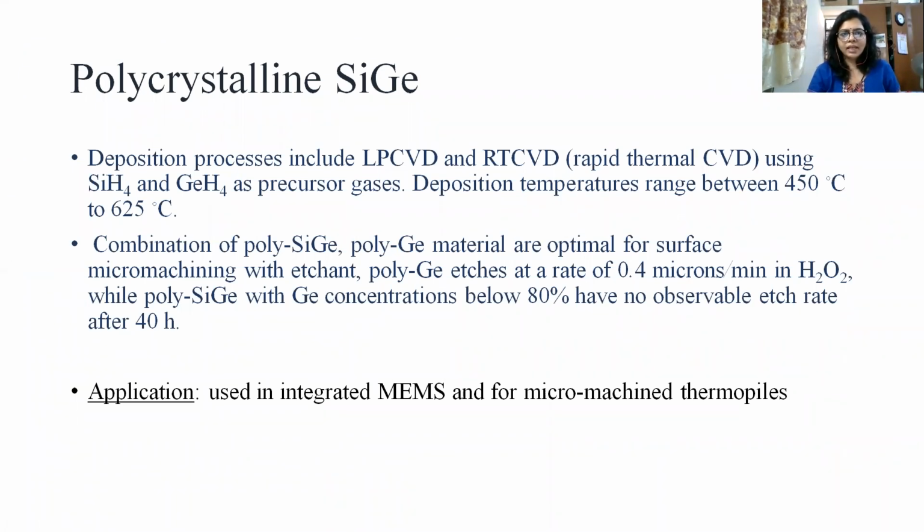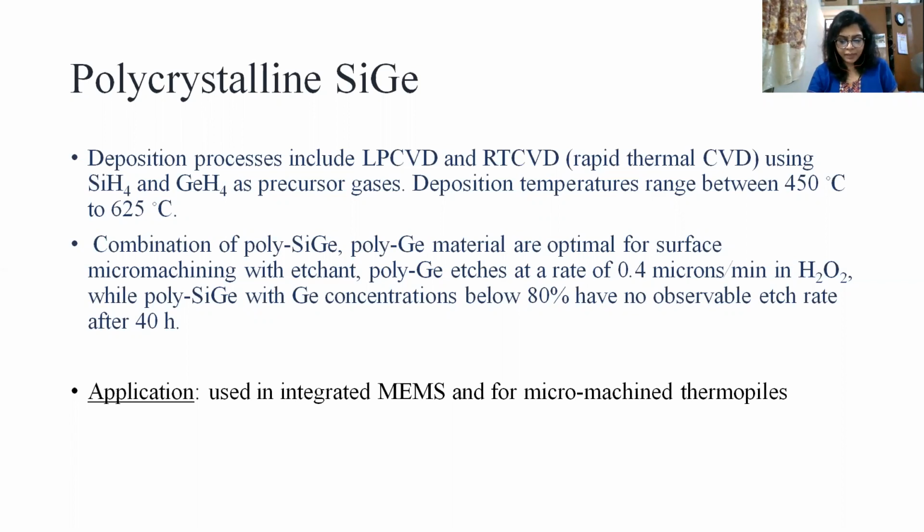Polycrystalline silicon germanium is deposited by low pressure CVD and rapid thermal CVD at temperatures of 450 and 625 respectively. Depending on the concentration of germanium, the deposition temperature may vary. More germanium, lower the temperature. Polycrystalline silicon germanium can also be doped with boron and phosphorus to tune its electrical properties.